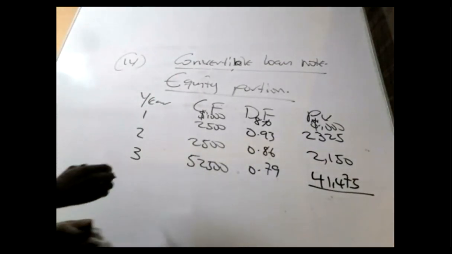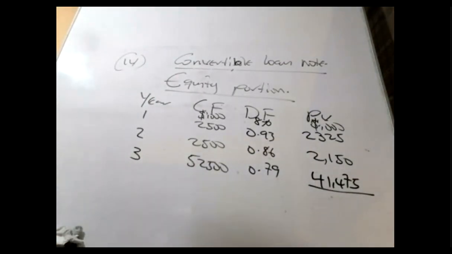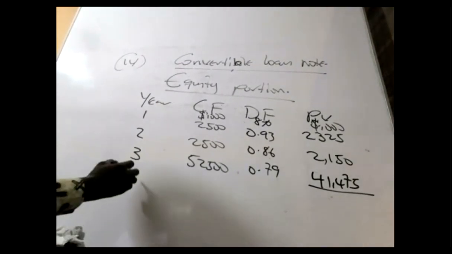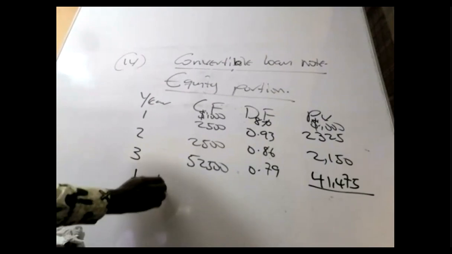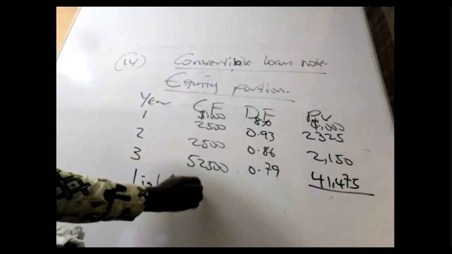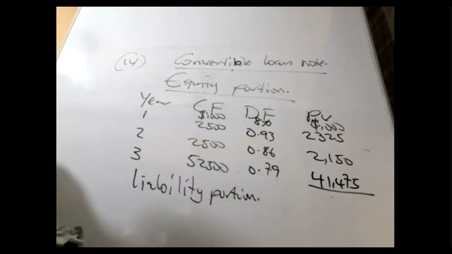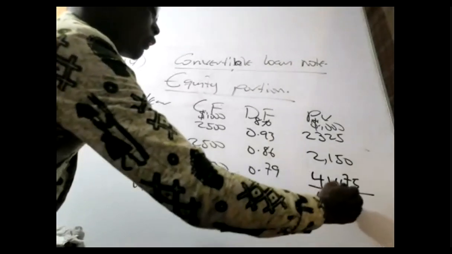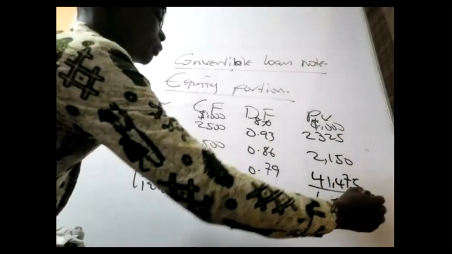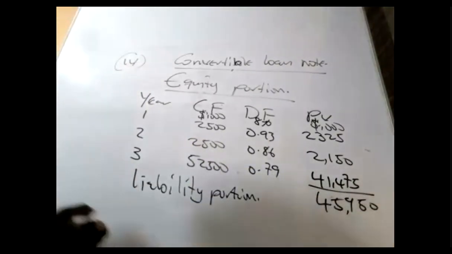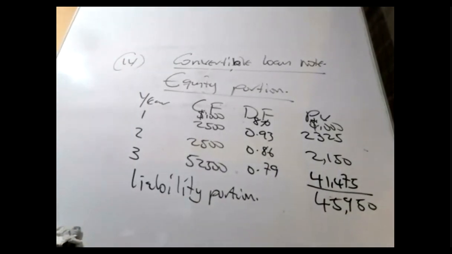Can you put all together? The answer is called the total present value. We call it the liability portion. So this is the liability portion. The total is 45,950. This is the liability portion.